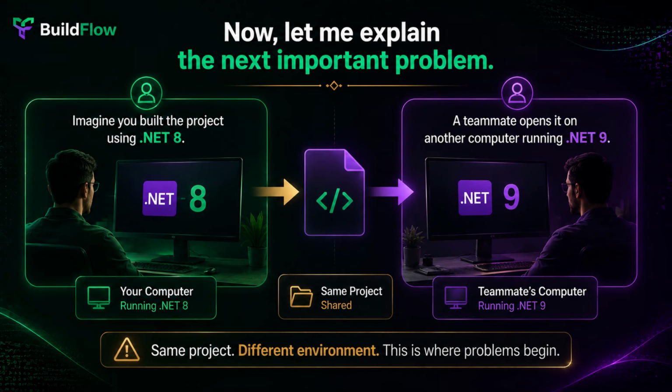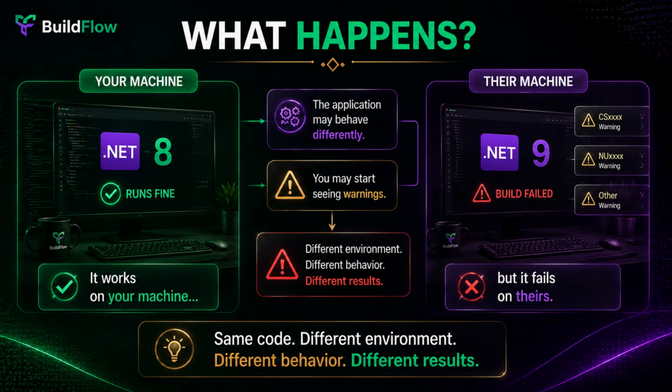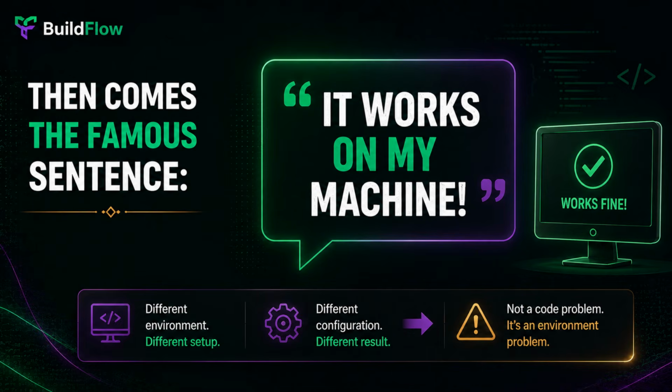Now, let me explain the next important problem. Imagine you built the project using .NET 8. A teammate opened it on another computer running .NET 9. What happens? The application may behave differently. You may start seeing warnings. It works on your machine, but it fails on theirs. Then comes the famous sentence, it works on my machine.